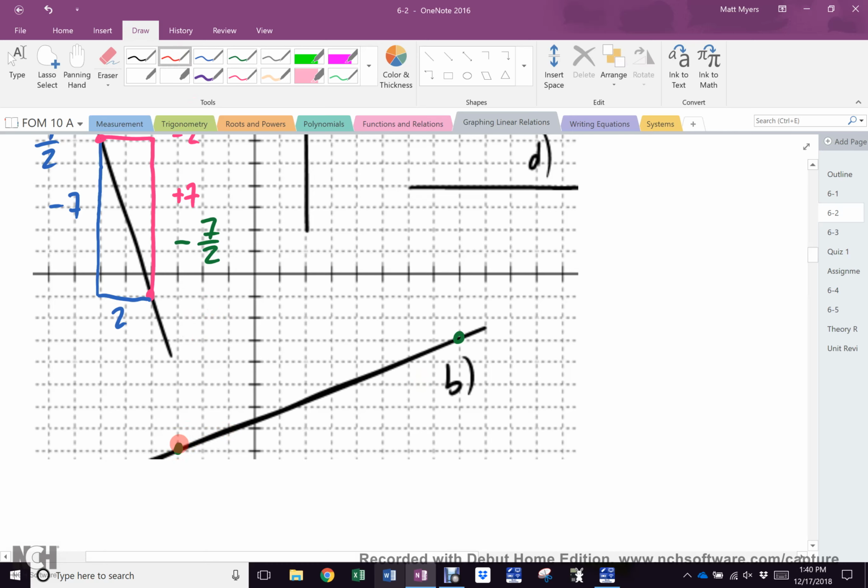If I go from here, do I go up or down first? How far? 2, 3, 4, 5. Then what? Right, how far? 3, 4, 5, 6, 7, 8, 9, 10, 11. If I started here, what would I do? Negative 5 and negative 11.